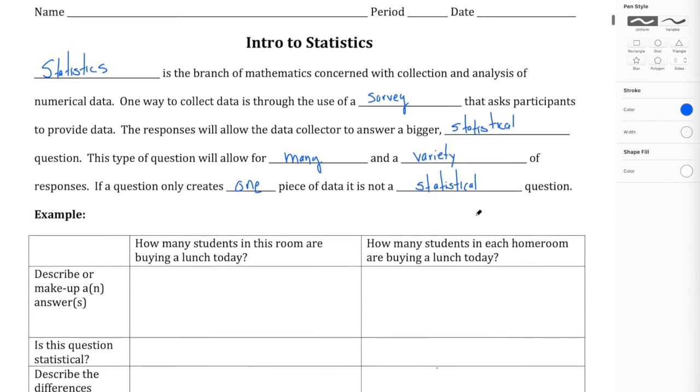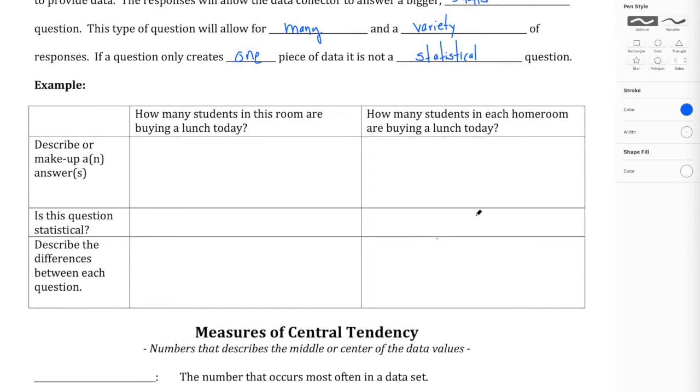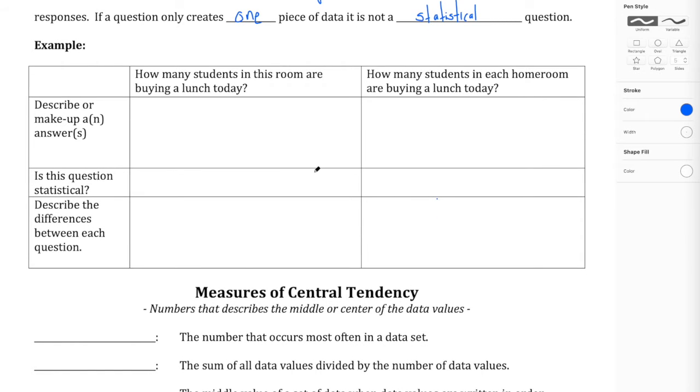Okay, so let's look at some examples. Let's consider the question, how many students in this room are buying lunch today? So, assuming that we're in a room of lots of students here, we could imagine that maybe 12 students in this room are buying lunch today. That is possibly the answer to that question.